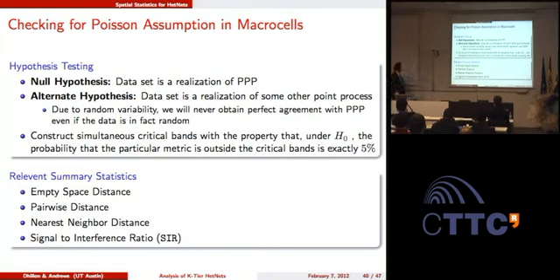The summary statistics we are using here are the empty space distance, which is basically, suppose you are standing randomly in space and you are looking at the distance to the closest point. That's what the empty space distance is. Then the pairwise distance: suppose you are standing at a point in the process and looking at the distance to the closest points, and then you have the nearest neighbor and signal to interference ratio.